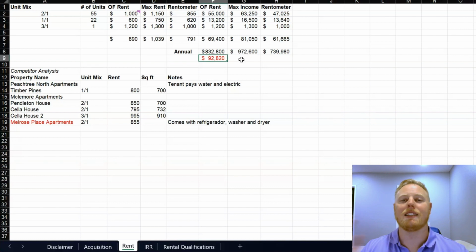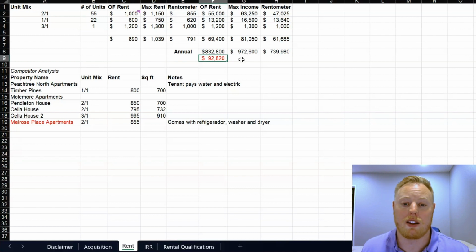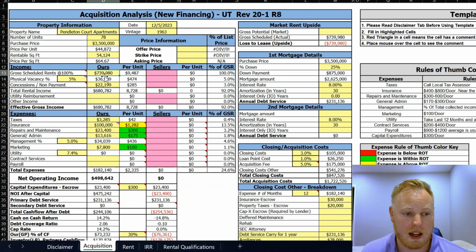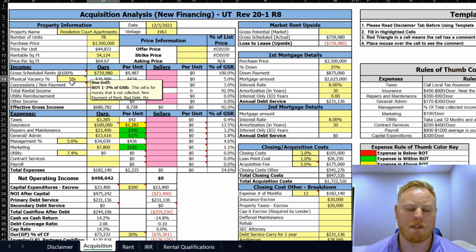And that's a nice, easy way to broach the topic and figure out what's going on. Because maybe you are missing something, and maybe you don't know something that's going on that can affect your analysis, and that makes a difference. So there we have it. That's the income. We go back to our acquisition page. We have that listed here. We just have a 5% vacancy in here.